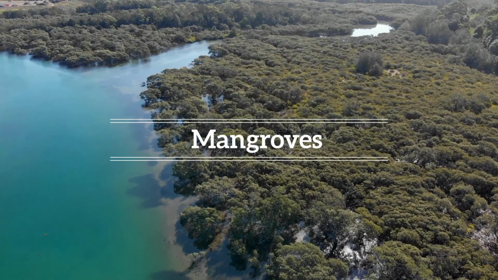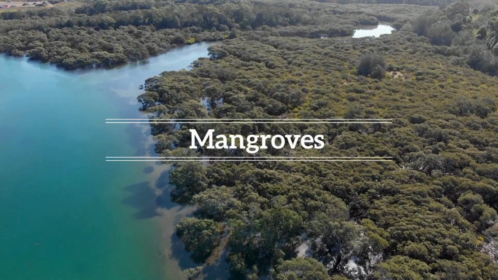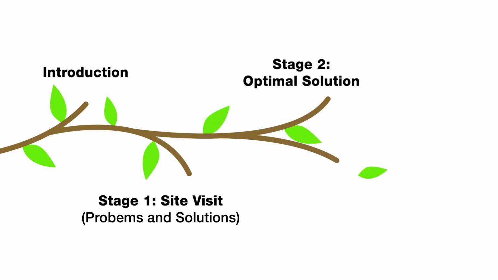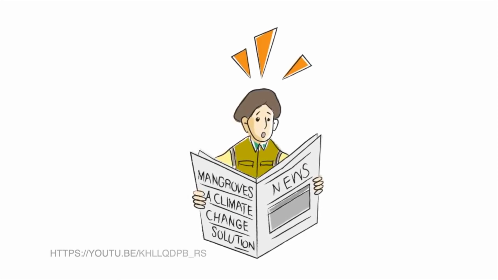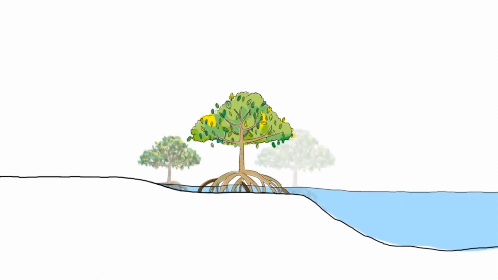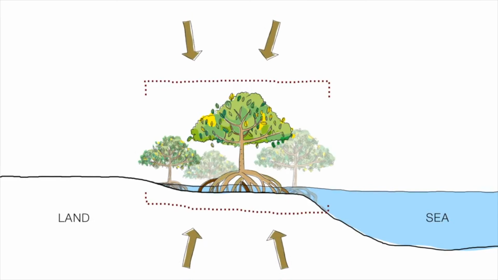The local environmental topic chosen is mangroves. In this presentation, there will be several stops. First, the introduction. Mangroves are very significant to our ecosystem. They exist at the estuarine and deltaic areas between land and sea.